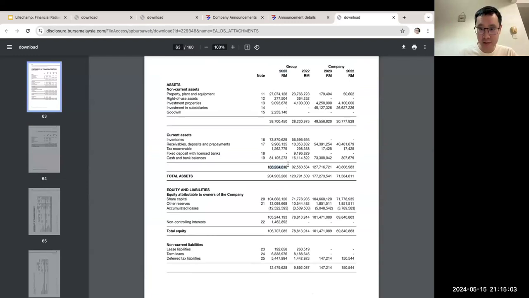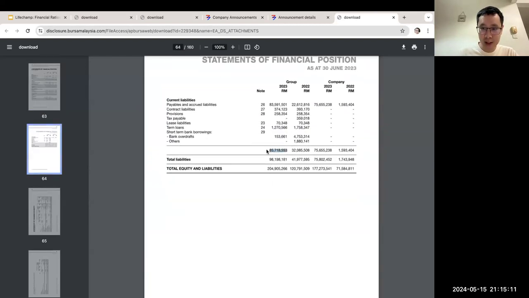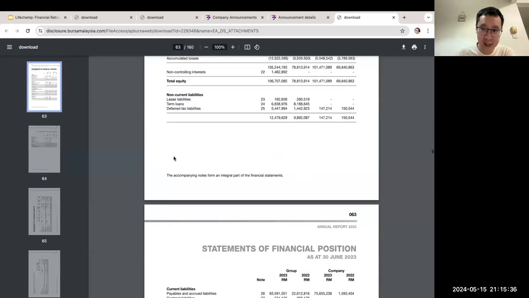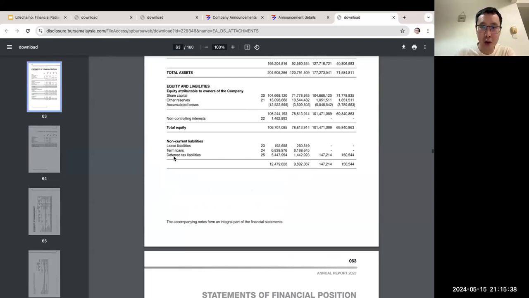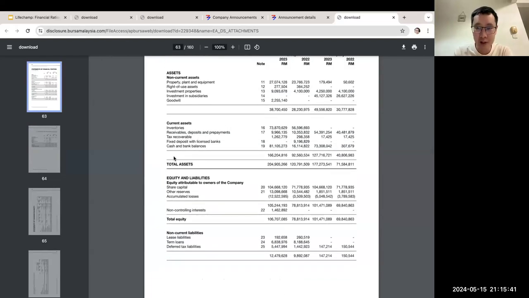is that you take this figure, 166,204,816, you divide it by 85,718,553. So if you do that, you will get a current ratio of 1.94, right? Which means it has enough current assets to actually last it for almost 2 years. Okay, so that is actually what it means.